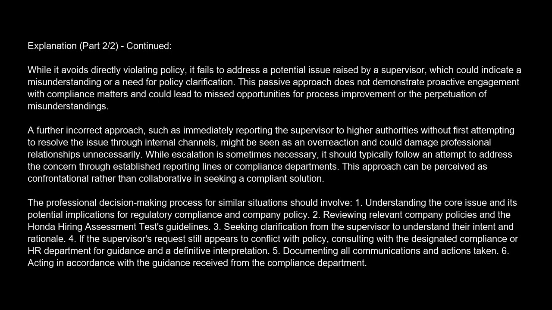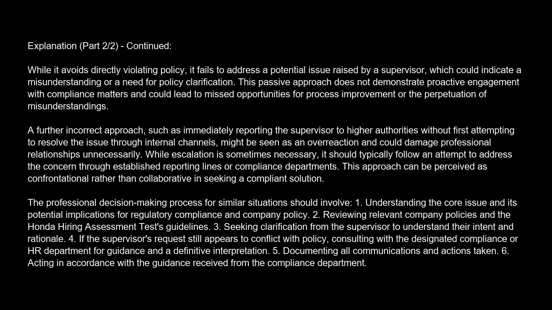A further incorrect approach, such as immediately reporting the supervisor to higher authorities without first attempting to resolve the issue through internal channels, might be seen as an overreaction and could damage professional relationships unnecessarily. While escalation is sometimes necessary, it should typically follow an attempt to address the concern through established reporting lines or compliance departments. This approach can be perceived as confrontational rather than collaborative in seeking a compliant solution.